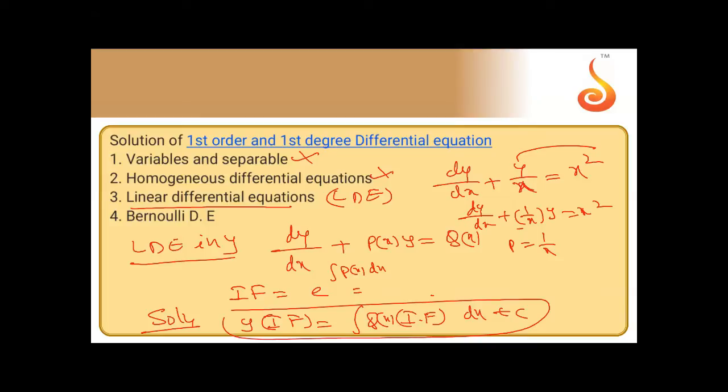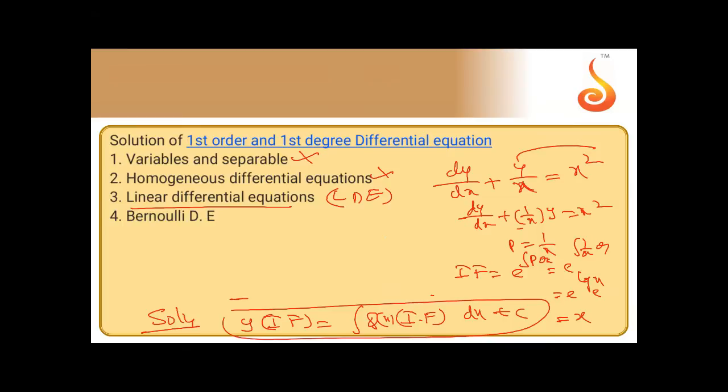So now let us find the IF, the integrating factor. The integrating factor is e power integral p dx. E power integral 1 by x dx. That is e power log x. What is the value of e power log x? x only. E power log x is x. The integrating factor value is x. Now I want to take the solution for this one.